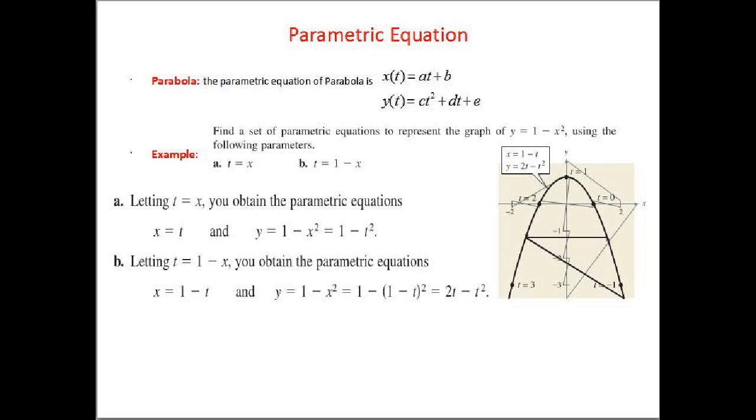Then letting t equal 1 minus x, we obtain the parametric equation, which is x is equal to 1 minus t, and y is equal to 1 minus x squared, which is equal to 1 minus (1 minus t) squared, which ends up being 2t minus t squared. So the parametric equation of this parabola is x equal to 1 minus t and y equal to 2t minus t squared.